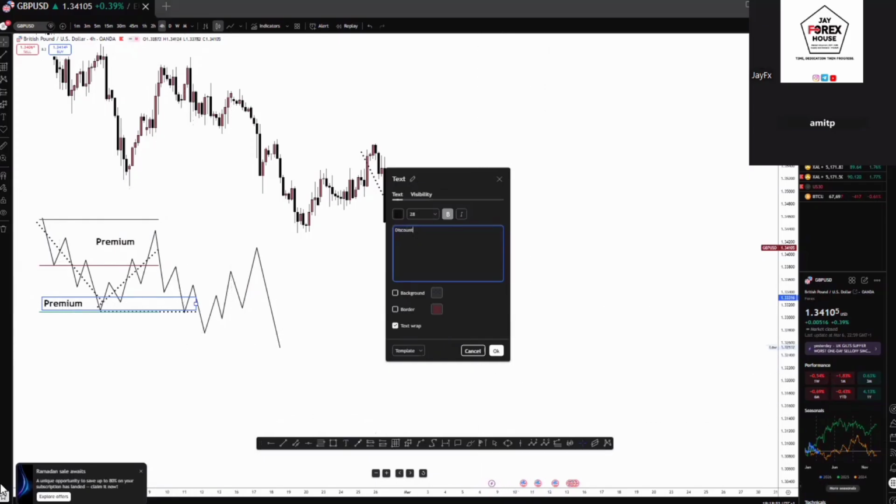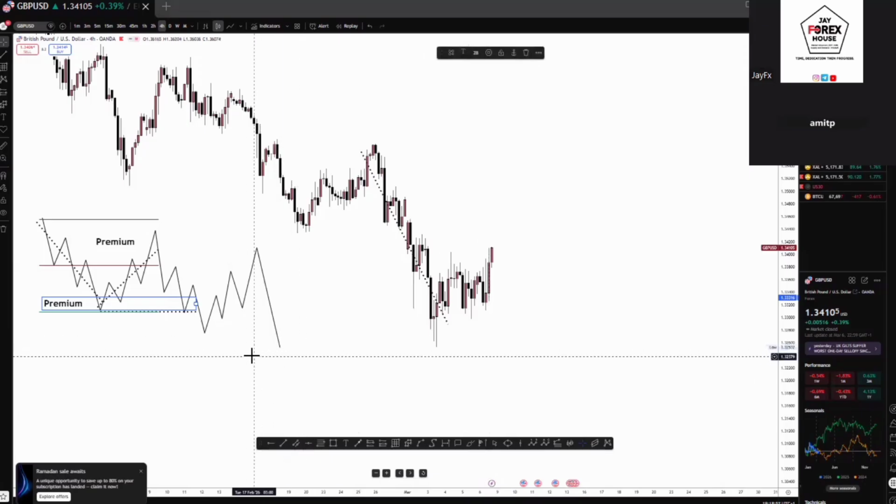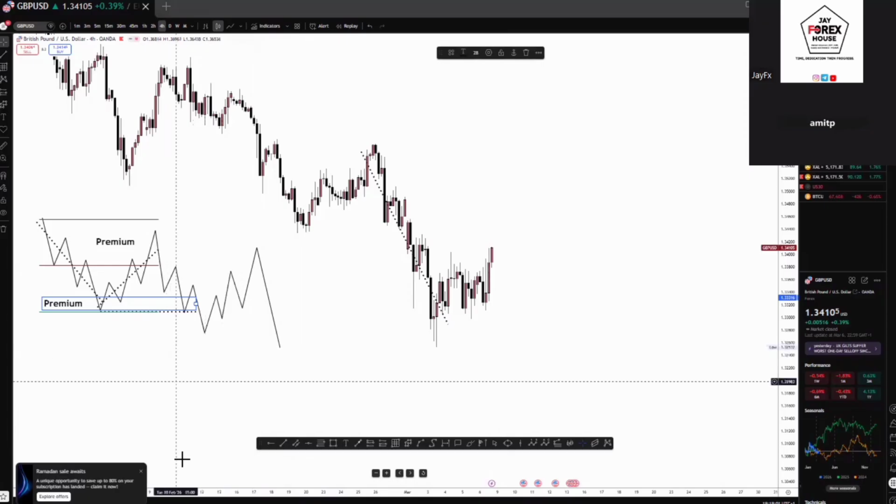Okay. So have you heard of premium and discount before? Yes, I heard about that before. All right, so this is what it is used for. It's used to measure the level of the range.